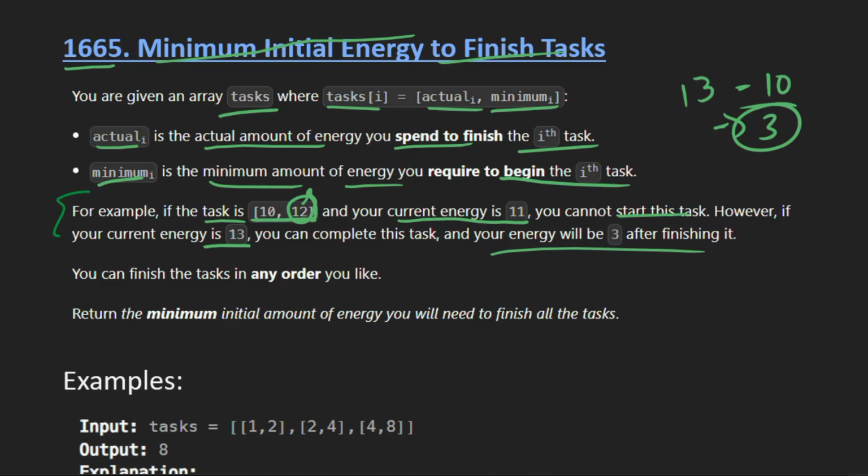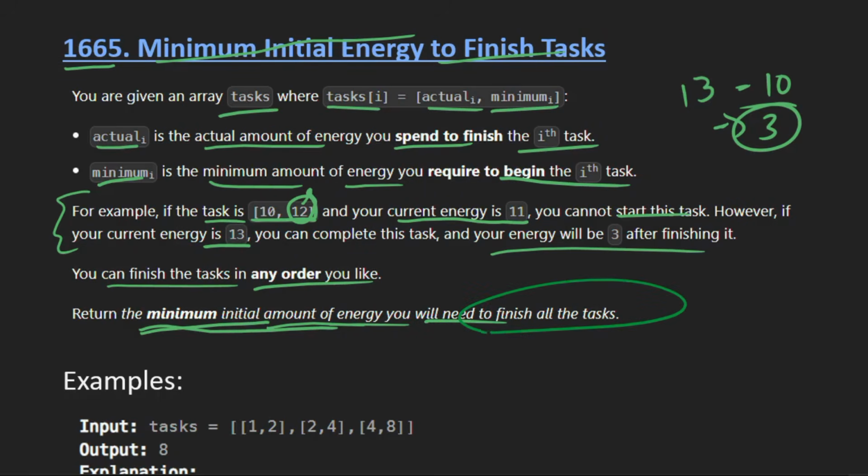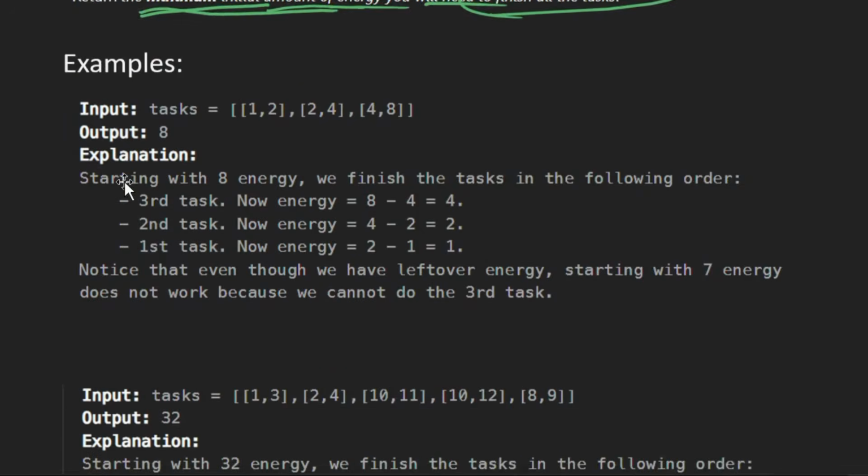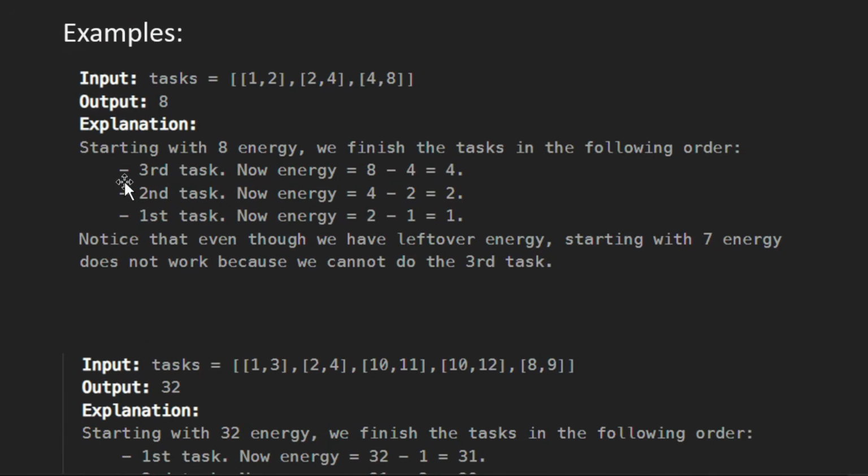So this way we are given an array of tasks, and it is given that we can finish the tasks in any order, right? And at the end what we need is to tell them the minimum initial amount of energy that we need to finish all the tasks, right? So let's see some examples to get the question more clearly.